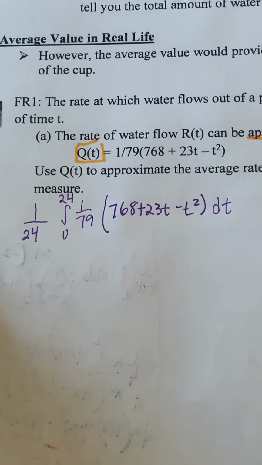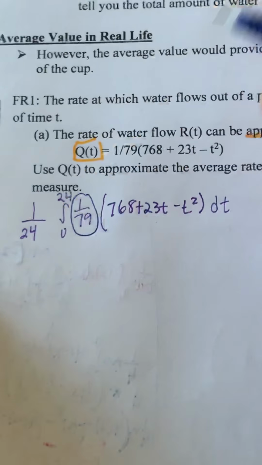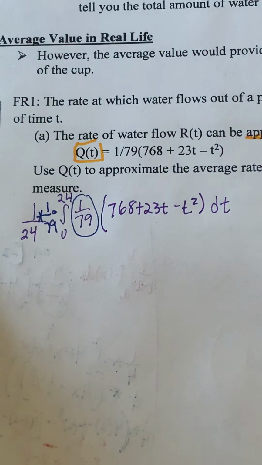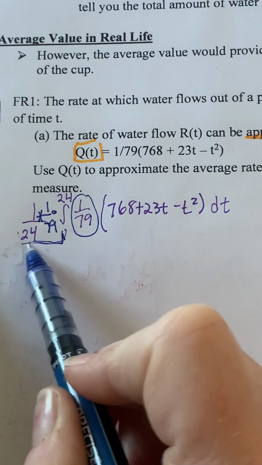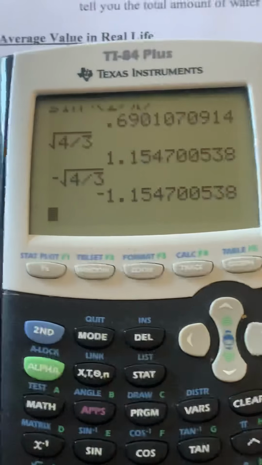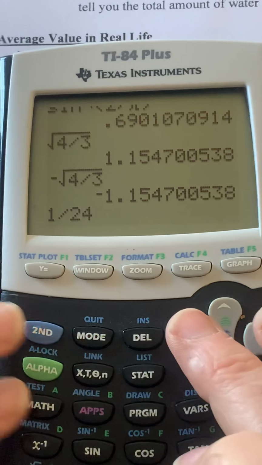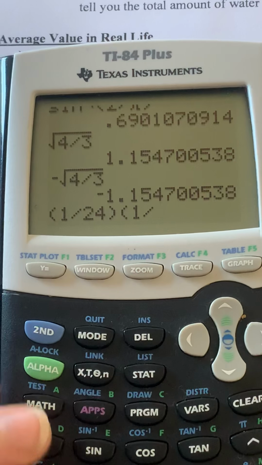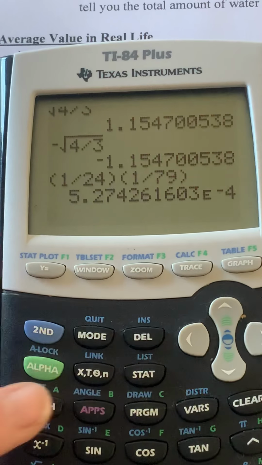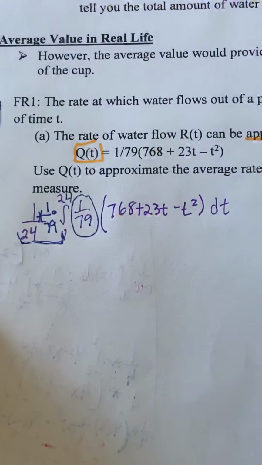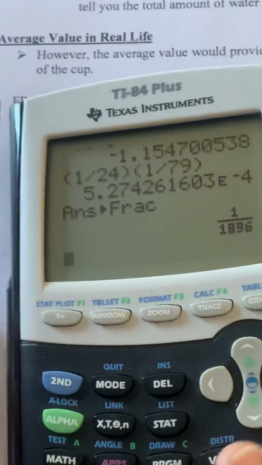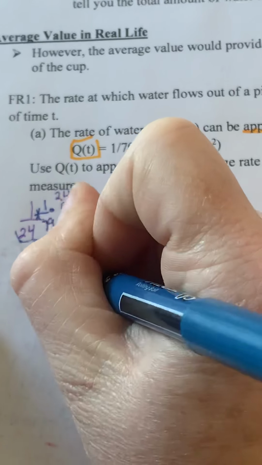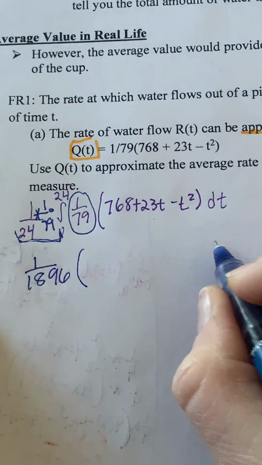Okay, so this 1 over 79 is just a fraction and a constant, so I'm going to pull it out front. Let's go ahead and figure out what this would be. So I'll do 1 over 24 times 1 over 79. Okay, so 1 over 1896. And then we'll integrate here.